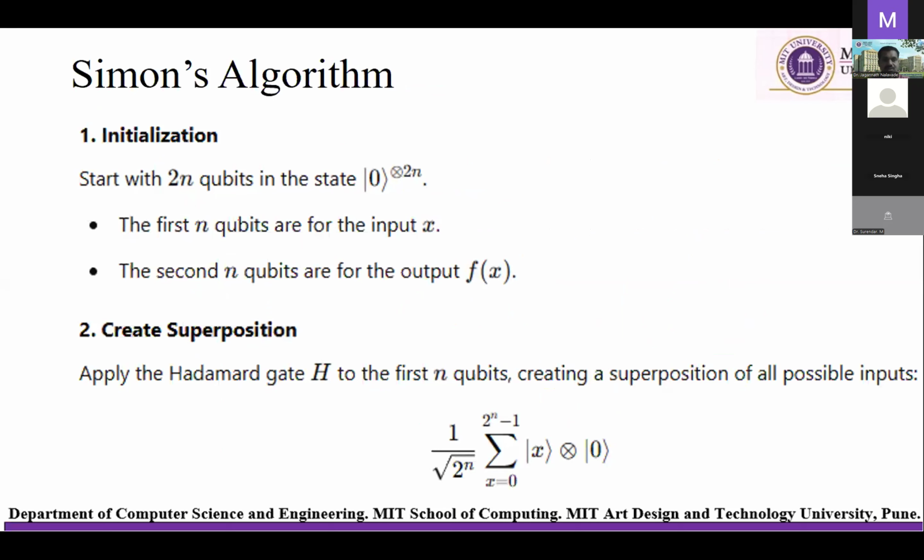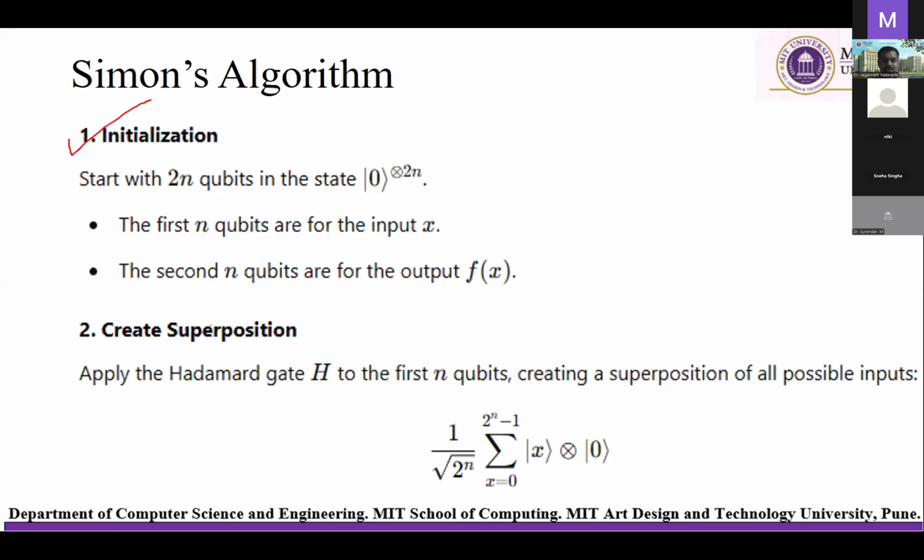So we can start with the 2n qubits in the state |0⟩. So there will be 2n qubits. If there are 2n qubits, it means 2n number of registers will be required. From this 2n, the first n qubits are considered for the input x, and the second n qubits are considered for the output f(x). So this is the first step, that is the initialization.